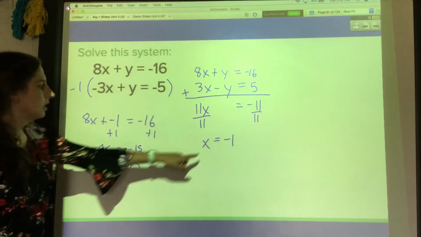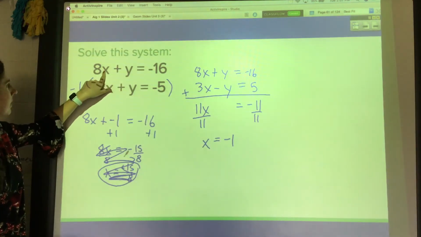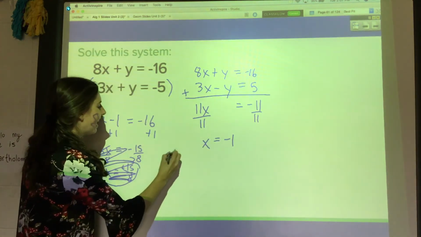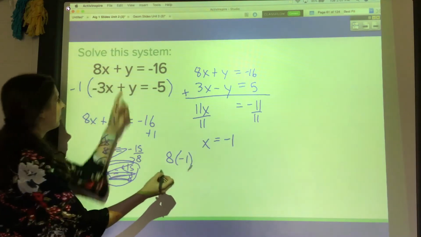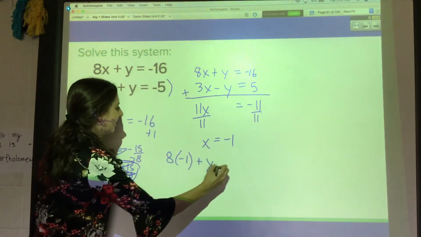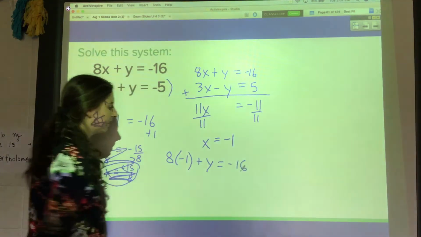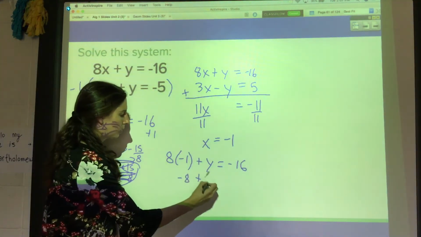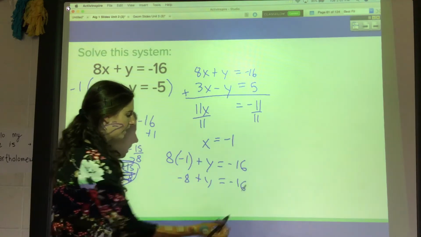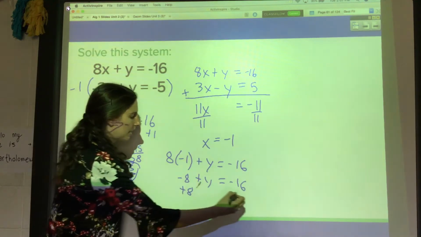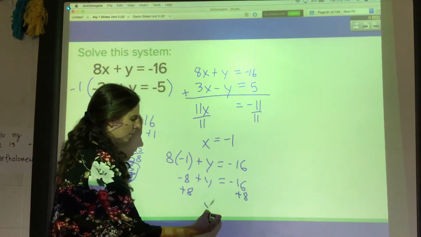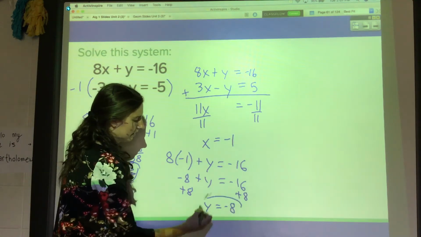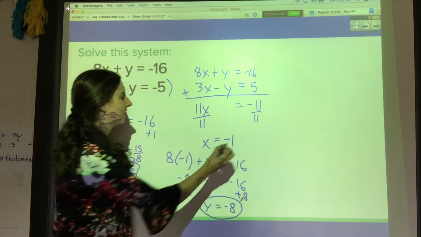Sorry. This was x, so plug it in for x. So do 8 times negative 1 plus y equals negative 16. There we go. So negative 8 plus y equals negative 16, and then add 8 to both sides, and then y is negative 8. There we go.